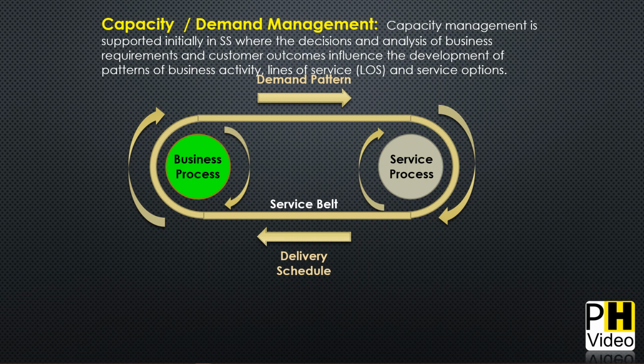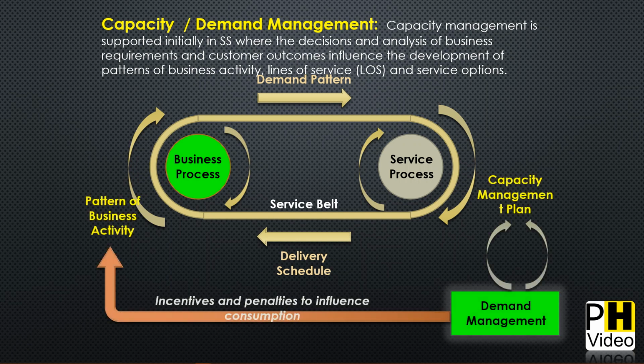So we're going to have our delivery schedule. Our service process is running at one speed, and our business process should be running at the same speed. The key here is that on this little conveyor belt, both service process and business process should be running at the same speeds. Driving this is going to be our demand pattern and our delivery schedule.